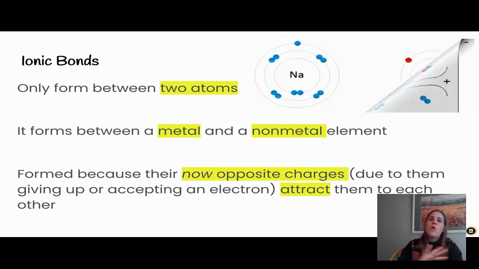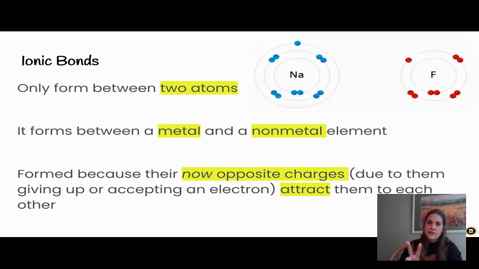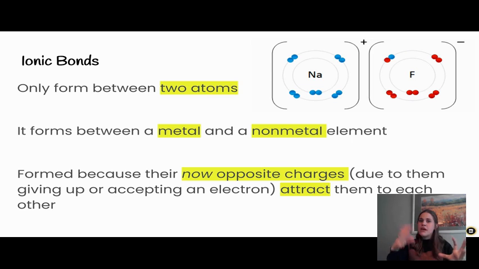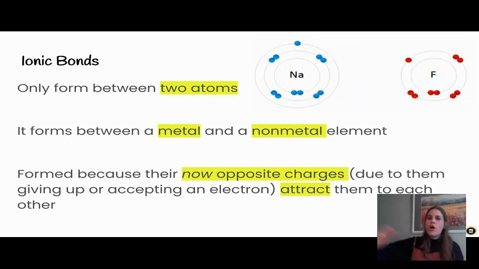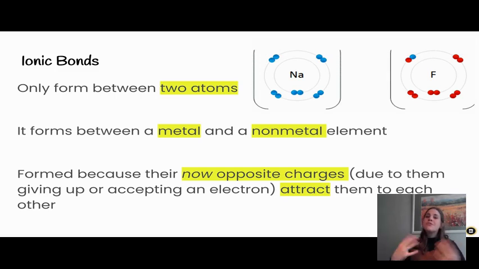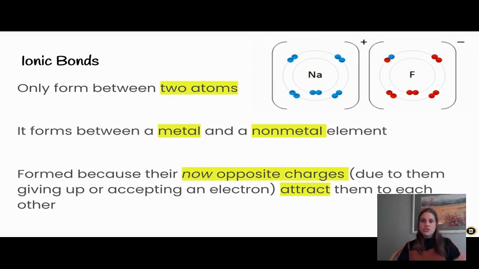Ionic bonds are always only going to be between 2 atoms, and those 2 atoms have to be a metal and a nonmetal. So maybe make a flow chart for yourself. If it is 3 atoms or more, it's automatically covalent. You don't even have to worry about it or question it. If it's 3 atoms or more, it's covalent. So then you really only have to question if it's 2 atoms.